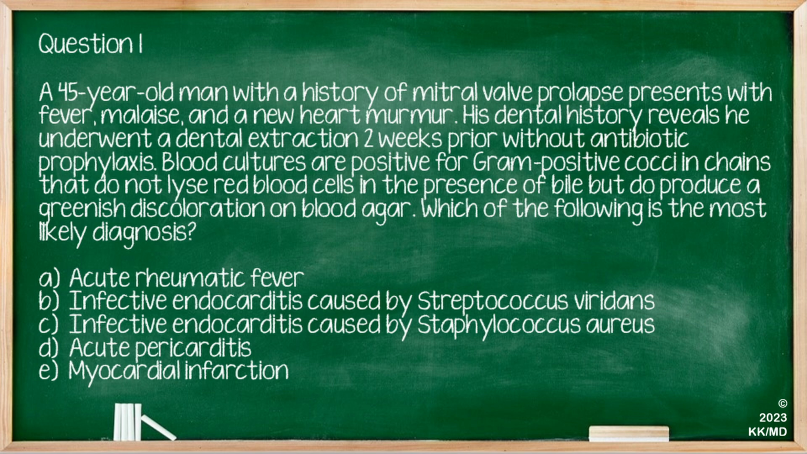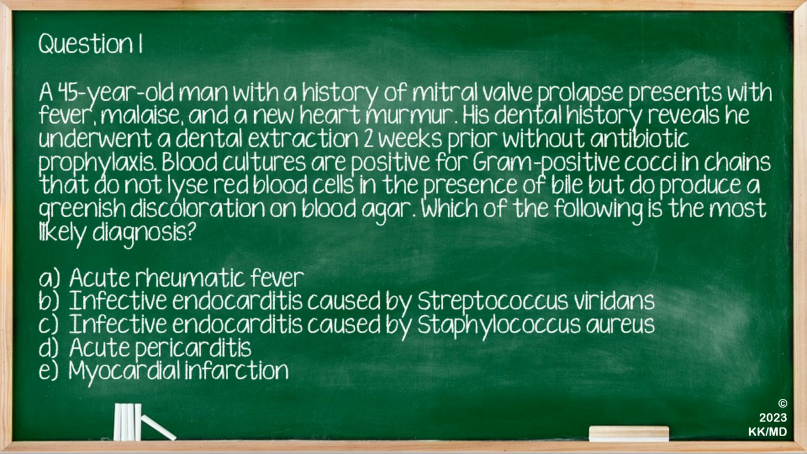So our options are acute rheumatic fever, infective endocarditis caused by Streptococcus viridans, infective endocarditis caused by Staphylococcus aureus, acute pericarditis, or myocardial infarction. So we have a few clues in this vignette which can point us towards the correct answer. We have a gentleman who has a history of valvular damage with mitral valve prolapse, and he's presenting with what sounds like infective symptoms, and he also has a new heart murmur.